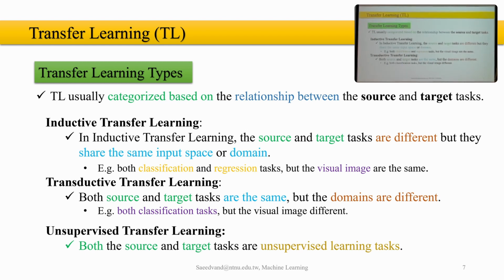Different kinds of visual images can be images from different perspectives, different cameras, different environments, or even different visual information. A 3D mesh point cloud is one, and another one is the RGB image, for example. So this is called transductive transfer learning.